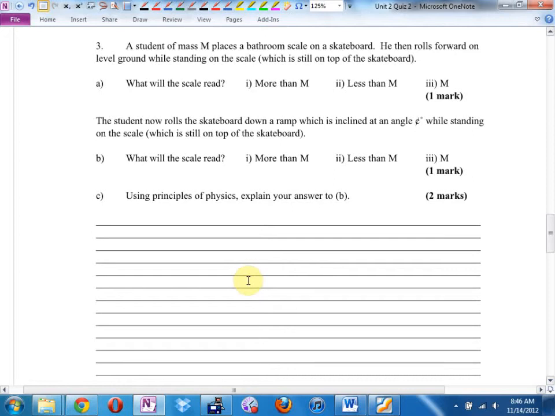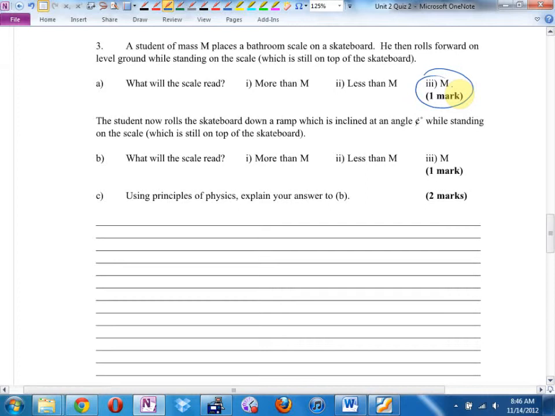A student of mass big M places a bathroom scale on a skateboard. He then rolls forward on level ground while standing on the scale, which is still on top of the skateboard. What will the scale read? More than M, less than M, or just plain old M? I think M, because vertically there's no change in forces, yes?